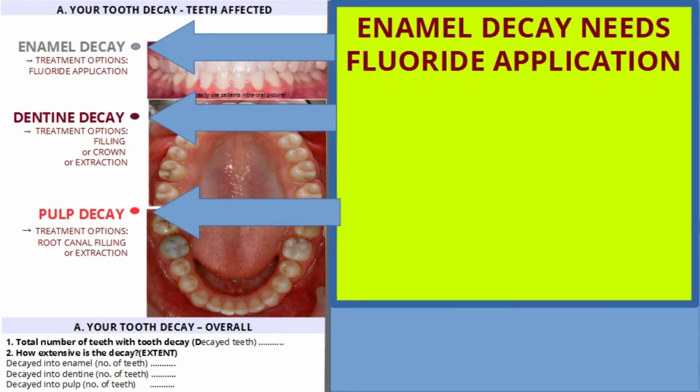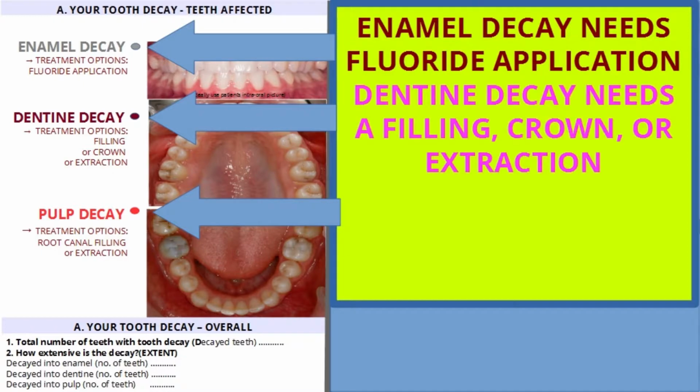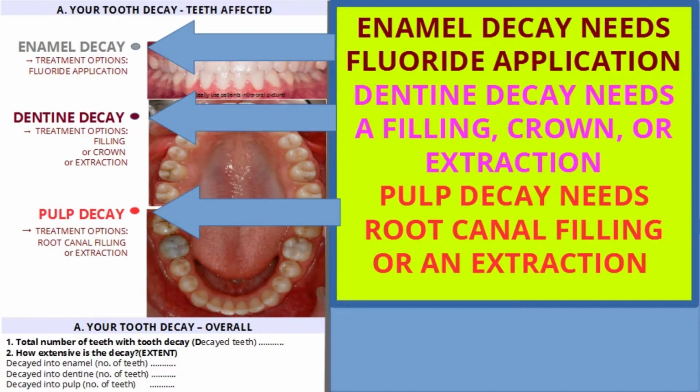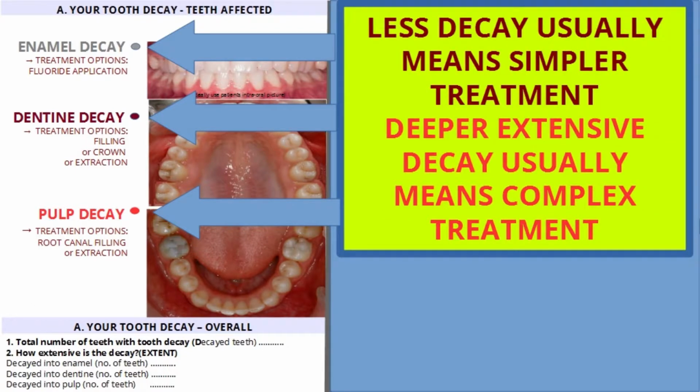So, enamel decay needs a fluoride application. Dentine decay needs a filling, a crown, or an extraction. Pulp decay needs a root canal filling, or an extraction. Less decay usually means simpler treatment. Deeper extensive decay usually means complex treatment.